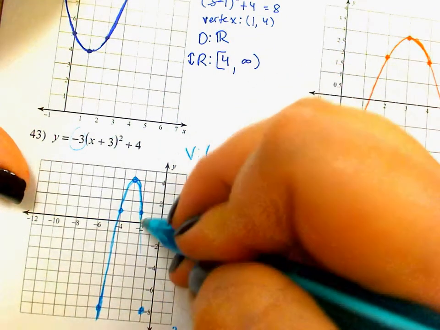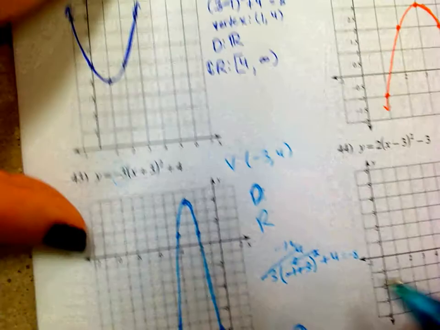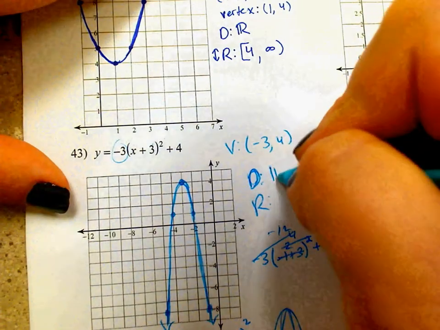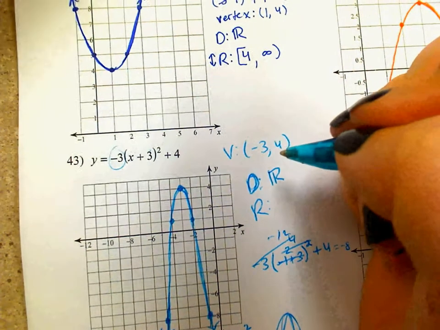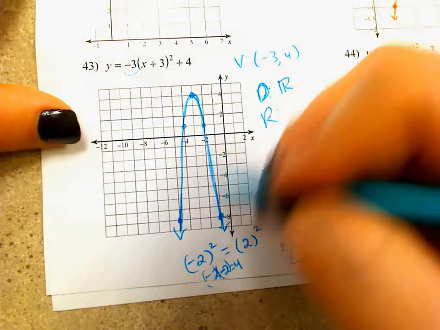Okay. Domain is left and right. It goes all the way left and all the way to the right. All real numbers. You might be asking yourself, are all the domains on quadratics all real numbers? And I would say yes. Okay. Range is low to high. The lowest it goes is negative infinity. And the highest it goes is up to positive 4. And then it stops.